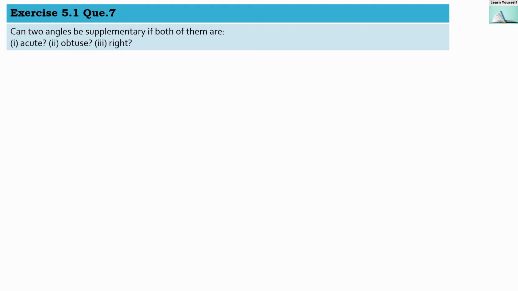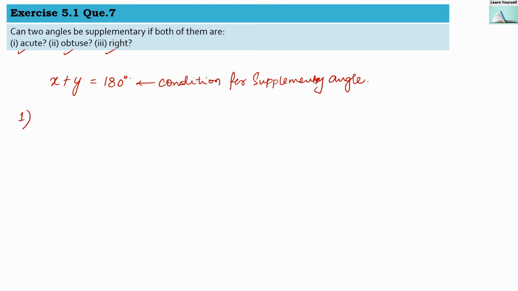Exercise 5.1, question number 7. Can two angles be supplementary if both of them are acute, obtuse or right angles? Now when two angles are supplementary, their addition will be 180 degrees. This is the condition for supplementary angles. First case: if they both are acute, let us take x equals 30 degrees. What is the meaning of acute? Acute means less than 90 degrees.